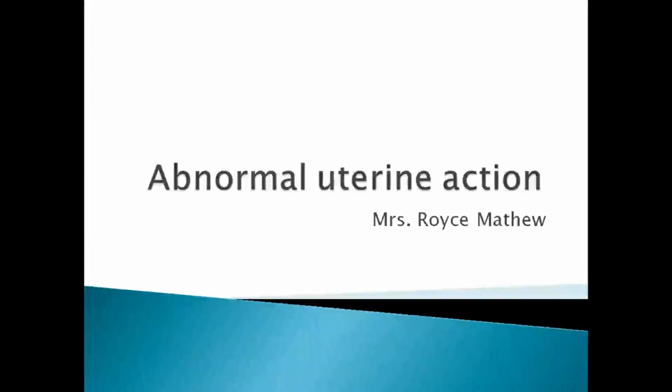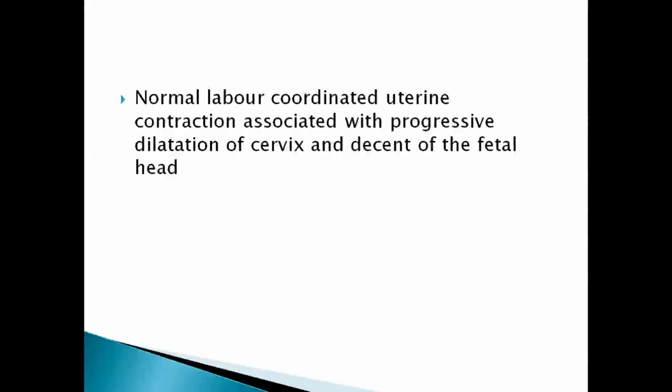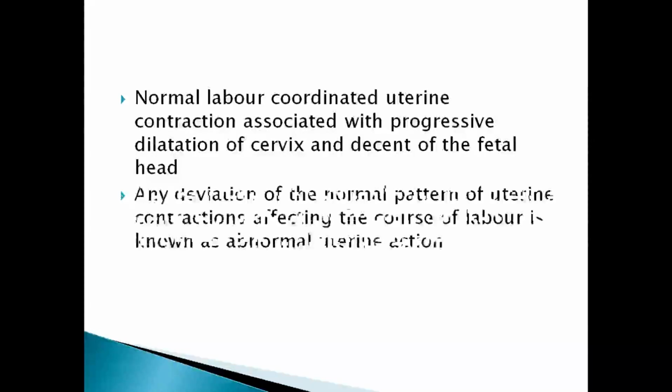Students, today's class we will see about abnormal uterine action. Normal labor is coordinated uterine contraction associated with progressive dilatation of the cervix and descent of the fetal head. Any deviation of the normal pattern of uterine contractions affecting the course of labor is known as abnormal uterine action.